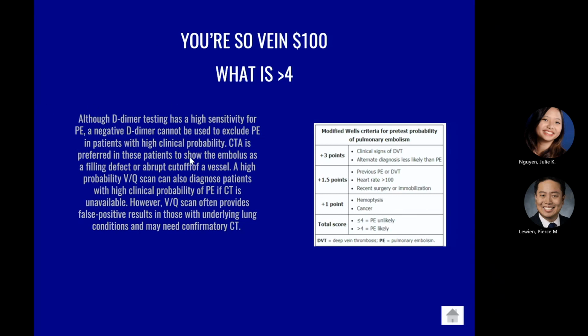Although D-dimer testing has a high sensitivity, a positive D-dimer cannot be used to confirm PE. So in those cases, you use the CT angiogram, which will basically give you the diagnosis. Or a high probability VQ scan can also be used for diagnosis, especially if you don't have a CT angiogram available, but VQ scan can give you false positives, especially if you have an underlying lung condition. So even after you do a VQ scan in that condition, you might need a CT angio to confirm.